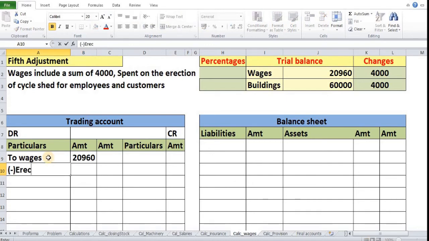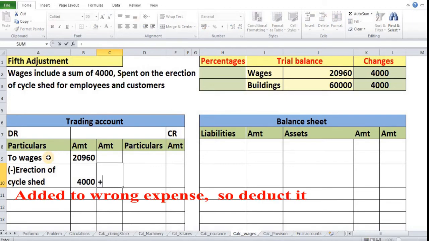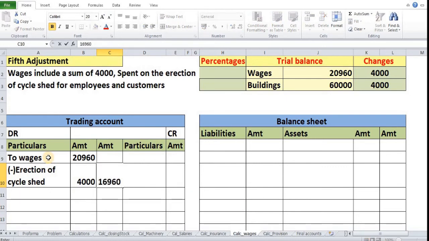Below that we will mention erection of cycle shed with a minus sign and the amount is 4,000. Now we will deduct the wrongly added amount, that is 4,000, from the wages amount, that is 20,960 minus 4,000, which comes to 16,960. Now we will mention this amount in the outer column.